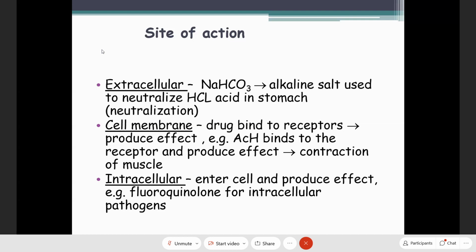Okay, intracellular. Here, this is for drugs for organisms, pathogens, infectious agents, such as the intracellular pathogens. For example, salmonella is an intracellular pathogen. So therefore, the drug needs to enter the cell to produce its effect. So for example, fluoroquinolone is an antibiotic used for intracellular pathogens.